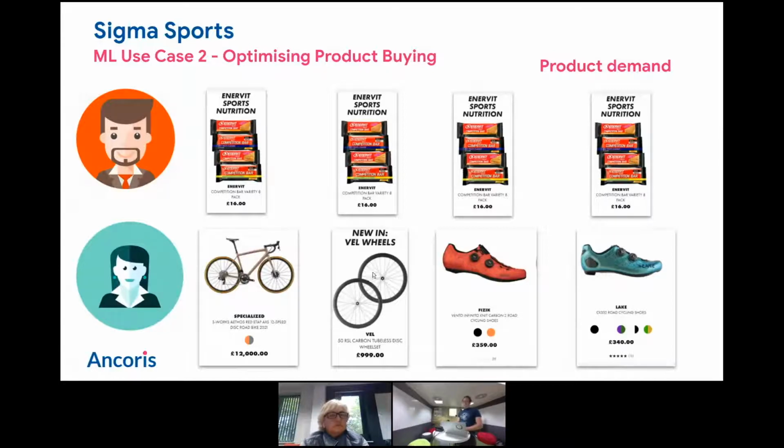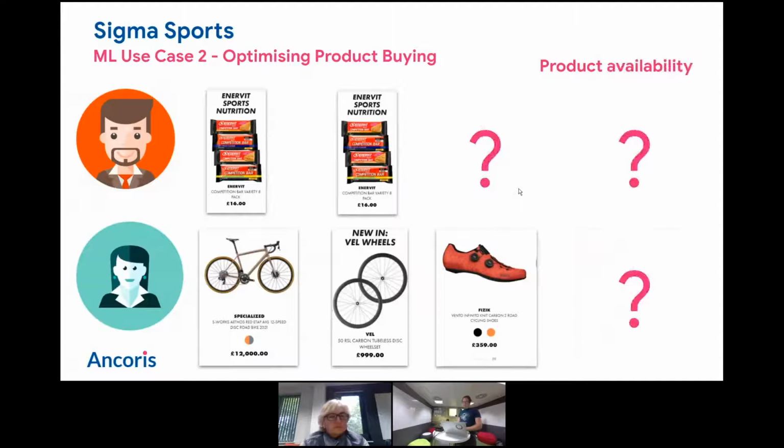So one of the things is product demand. And that's based on both product demand that's happened in the past, and also you can predict which products we think are going to be purchased in the future. So you've got product demand. Then we've got availability.